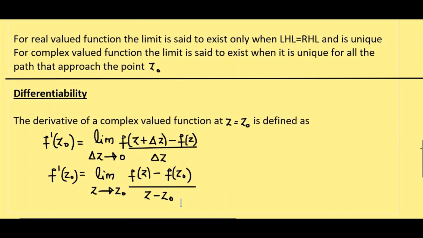Differentiability. The derivative of a complex valued function at z equal to z0 is defined as f dash of z0 is equal to the change in f with respect to the change in z, and these two definitions are one and the same.